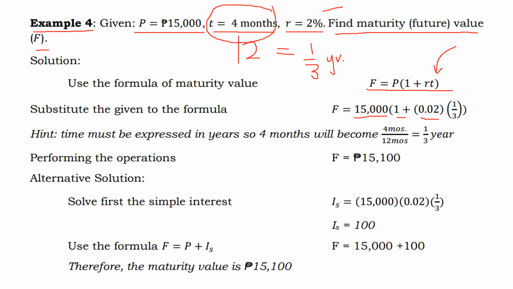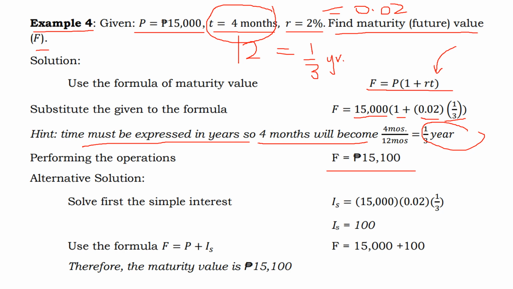Once we convert this to decimal, we divide by 100, so it becomes 0.02 multiplied by 1/3. 1/3 is the time or term. Once we convert 4 months to years, that will be equal to 1/3 year. Now, hint, time must be expressed in years, so 4 months will become 1/3 year. Because your time, your term in the formula should be in terms of year or years. So right after performing the operations, we come up with 15,100 pesos as your future value.